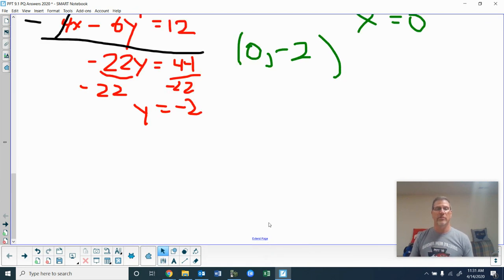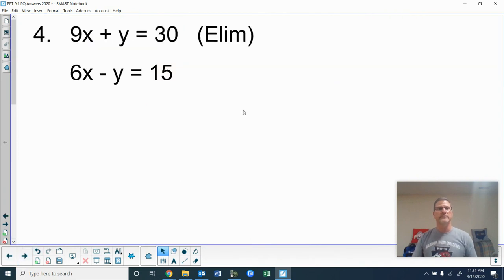So let's go to number 4. All right, another elimination problem. Again, I want to eliminate one of the variables, so I want the same number in front of the x's or the y's. If I look at this, the y's have the same number in front, a positive 1 and a negative 1. So I don't have to multiply either one of these. I can go right ahead and figure out if I have to add or subtract.